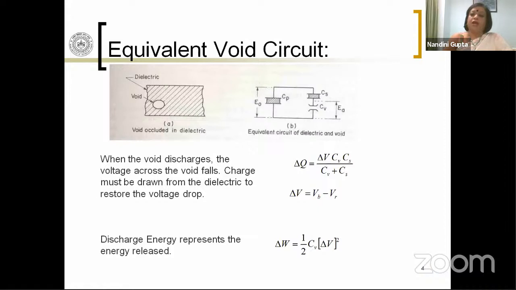So we apply voltage across the material. It results in a voltage across the void. At a certain point, the voltage is too high for the gas within the void to be able to withstand it, and therefore there is a discharge within the void. As a result of discharge within the void, the voltage within the void falls to zero or some very small value, and the charge across the void is dissipated in a discharge and results in some quantity of discharge energy.